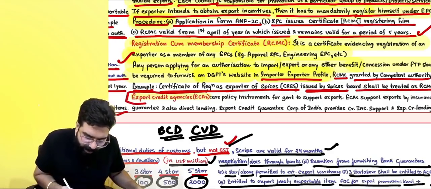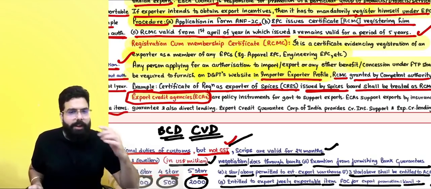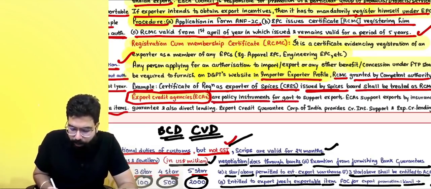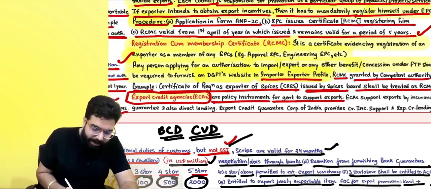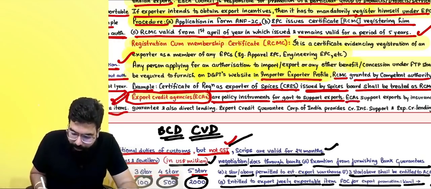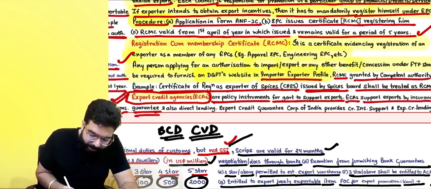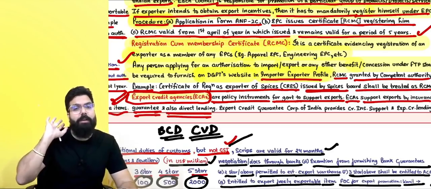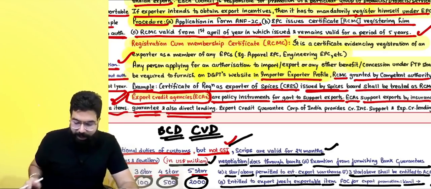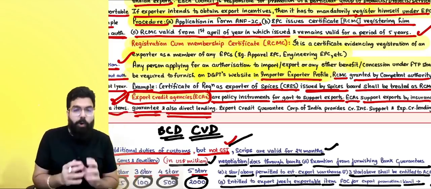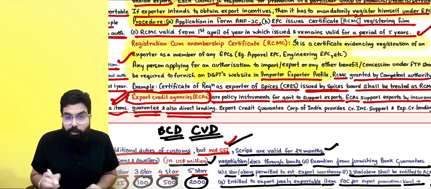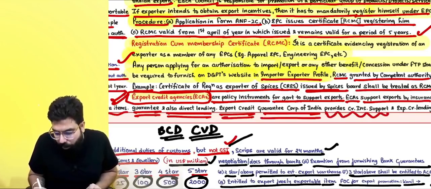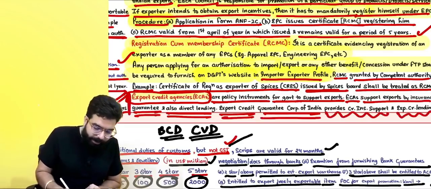The last one over here is export credit agencies. Everyone listen to me very carefully. What are these export credit agencies? These are policy instruments for government to support exports. Basically, they give credit. Export credit agencies support export by insurance, guarantee and also direct lending. They will give you credit for export, or they will guarantee your insurance. Basically, your exports will be guaranteed. Export guarantee they will take. Export Credit Guarantee Corporation of India provides credit insurance support and export credit lending. Okay, sir, point is clear.